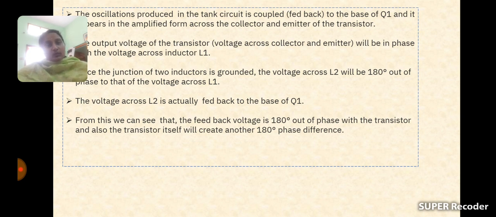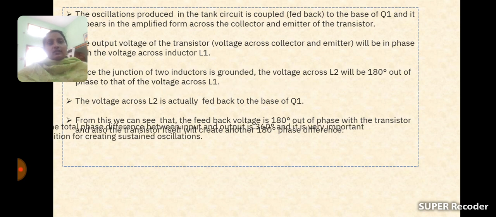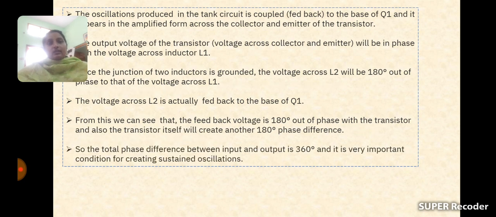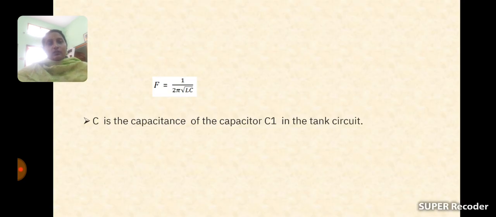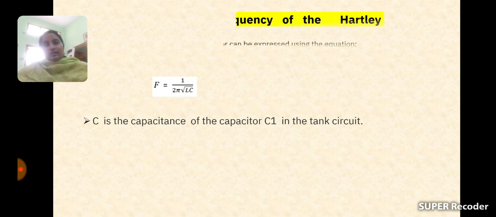And the output voltage of the transistor will be in phase with the voltage across the inductor. That means here the feedback voltage must be in phase with the input voltage. So in this way, the total phase shift around the circuit is how much? 360 degrees. And now the circuit starts oscillating, meaning now it is able to produce oscillations. And the frequency of the given oscillations is given by 1/2π√LC.